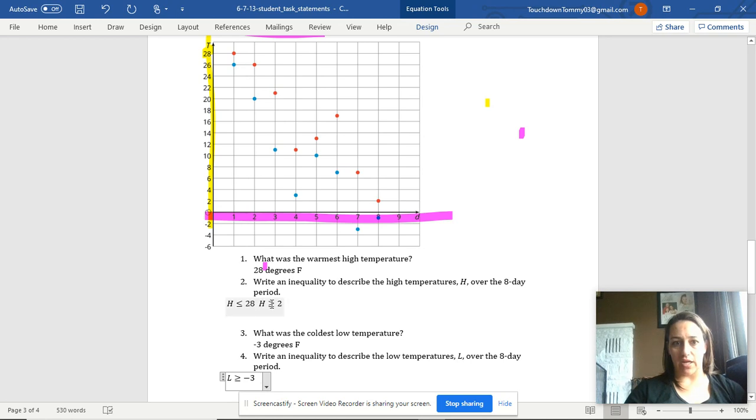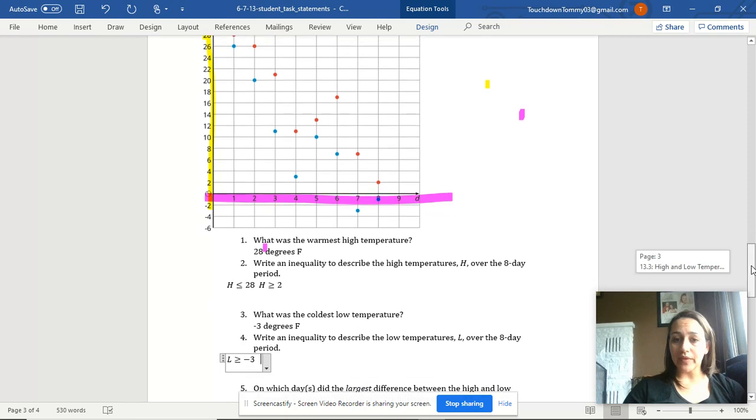So we could make it a double like we did here as well. It says an inequality, a single inequality. So I think we're fine with just what we've got there. We could always go above and beyond though.